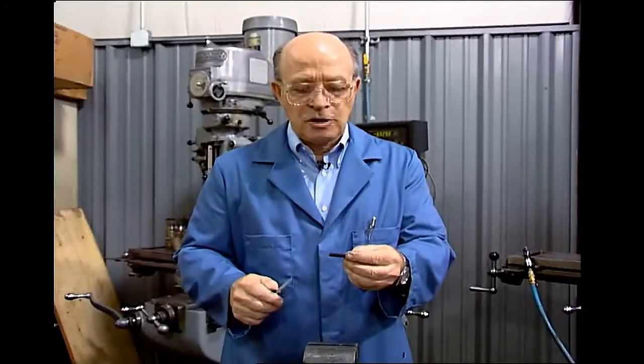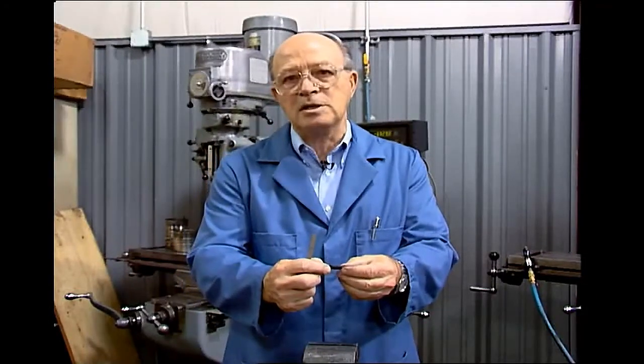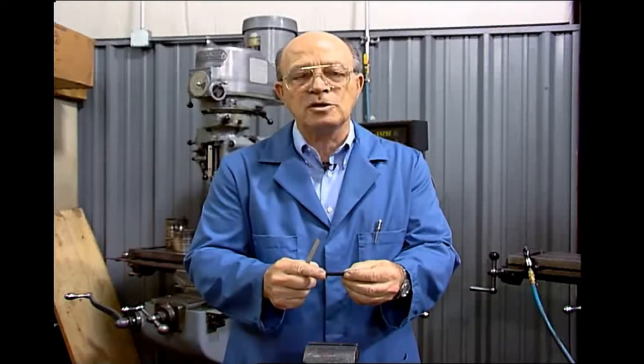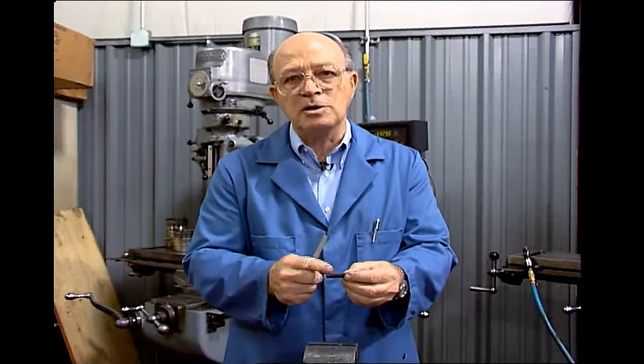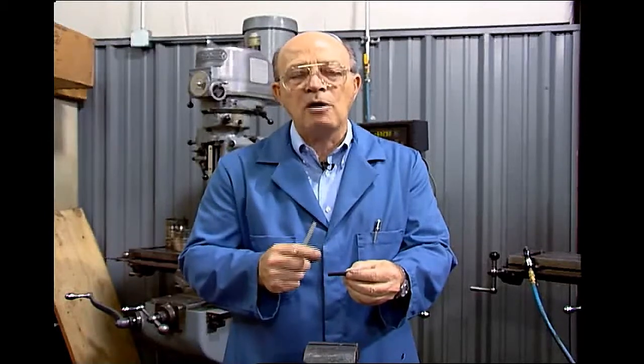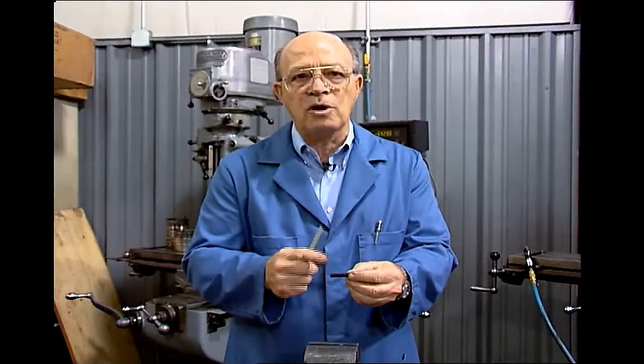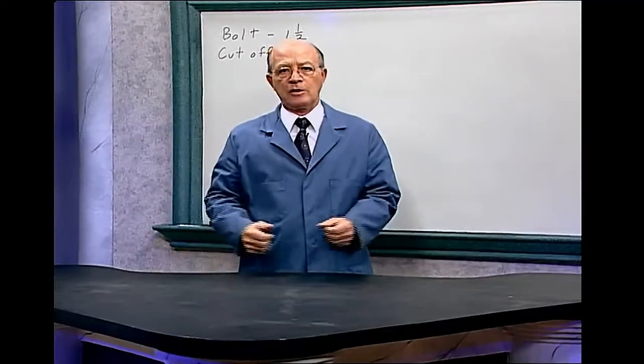Suppose a foreman hands you this bolt, which measures 5/16 in diameter and is 1½ inches long, and he asks you to cut off 3/8 of an inch because he needs a shorter bolt. How long should that bolt measure after you cut it off? Let's figure the length of the bolt.